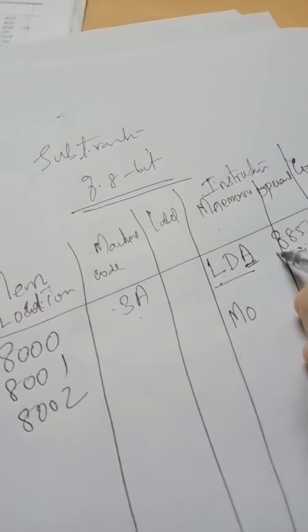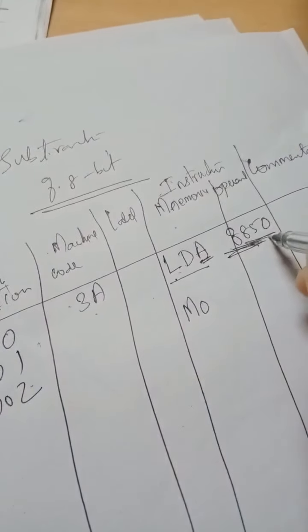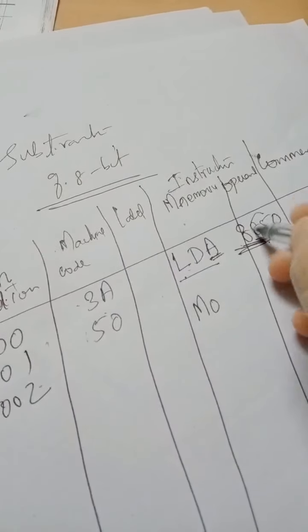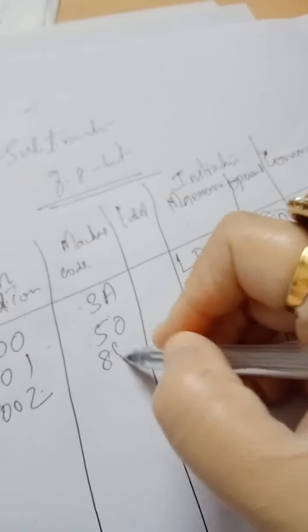Now it is 3-byte. 3-byte means more memory locations. What will you load? You will load this address. First half you will load 50, then you will load 88.